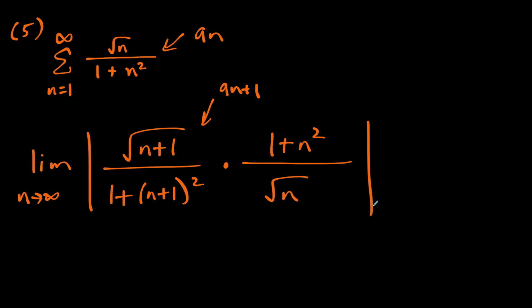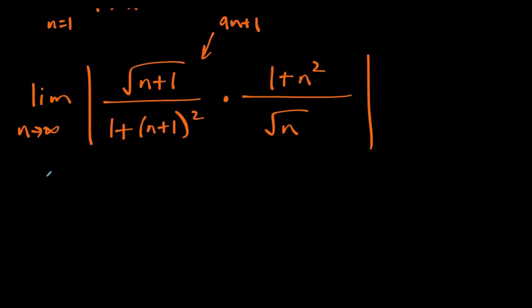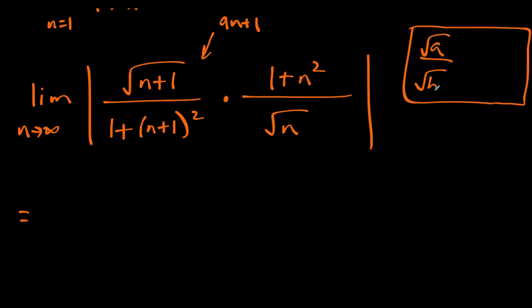Now, one thing we could do right away is get rid of the absolute value, because all this stuff is going to work out positive since n is going to infinity. But the next thing I want to make use of here is from Algebra 1, or just way back in early algebra, when you have square root of a over square root of b, that's the same thing as square root of a over b.